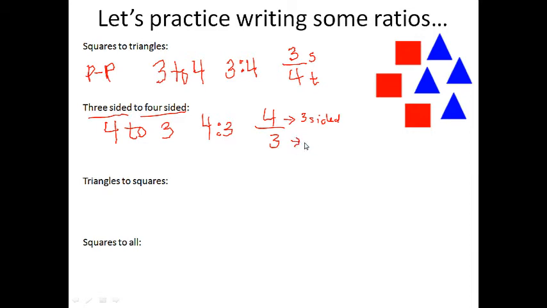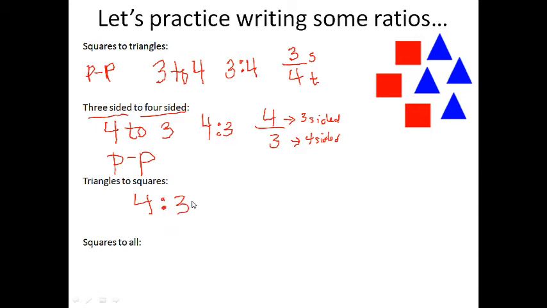Three-sided shapes, and then four-sided shapes. Okay? This again is part to part, because it is 2 different items. Alright, let's do triangles to squares. So, how many triangles? 4 triangles. How many squares? 3 squares.